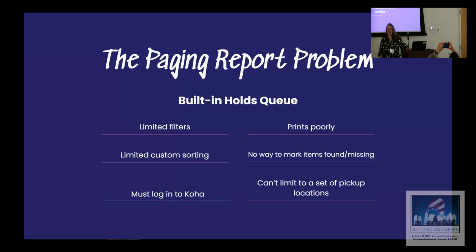It prints way better than it used to because they've separated the publication details out from the title and stuff like that. It doesn't have as much custom sorting as we like. You can't click and say, hey, this is missing, I found it. And you have to be logged in to Koha to use it unless you print it off. And we usually have volunteers who are searching for our holds and they don't have Koha logins.